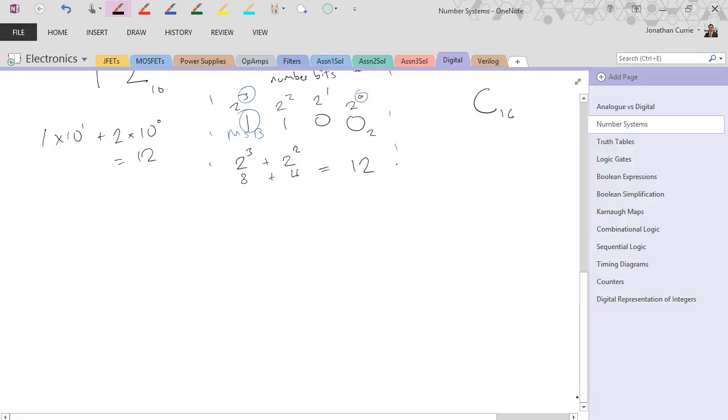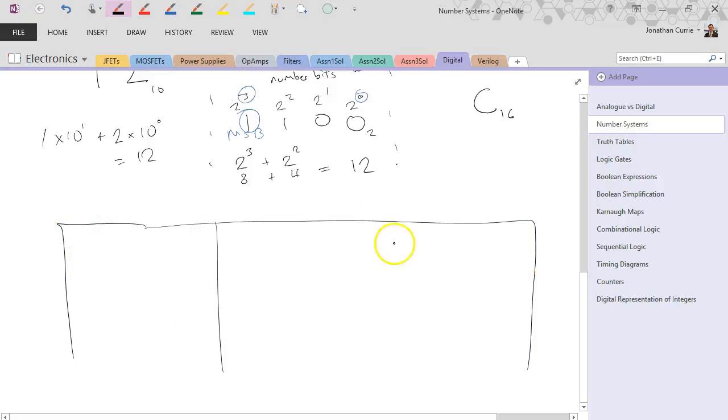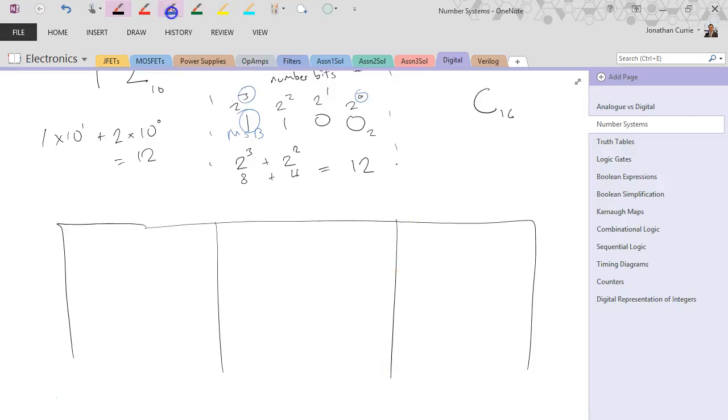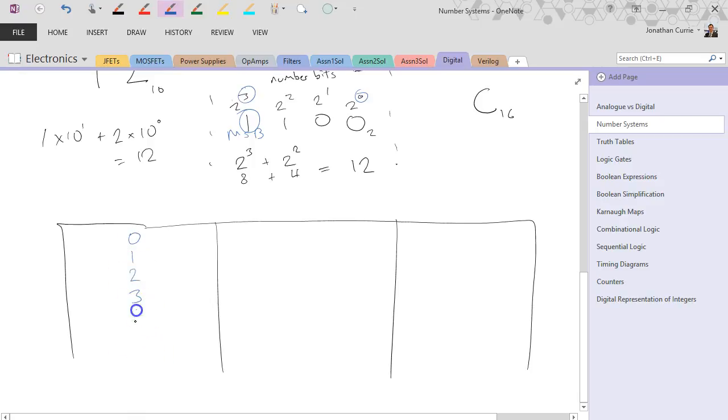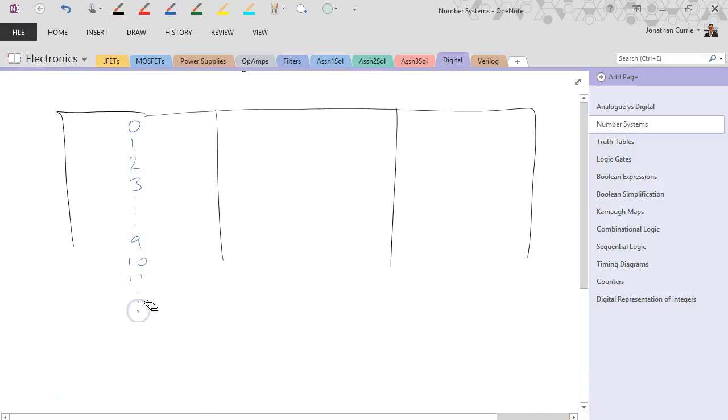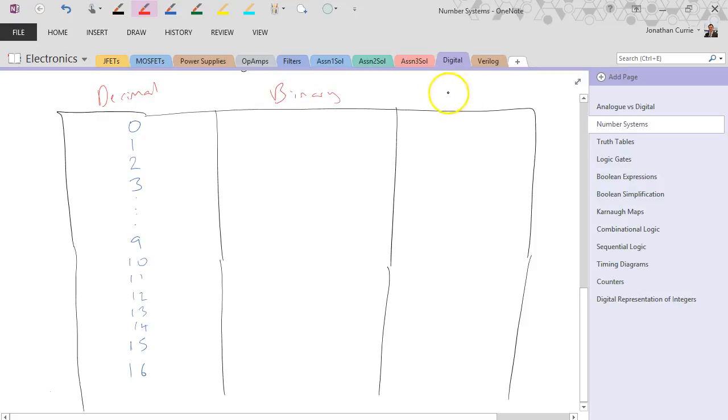It helps to actually write down a table with each of these in them, so you get a feel for how these look. So 0, 1, 2, 3, and then I'm going to skip through 9, 10, 11, we'll do these ones, 12, 13, 14, 15. We'll go right up to 16. So this is our decimal or base 10 column. This will be our binary column, and this will be our hexadecimal.